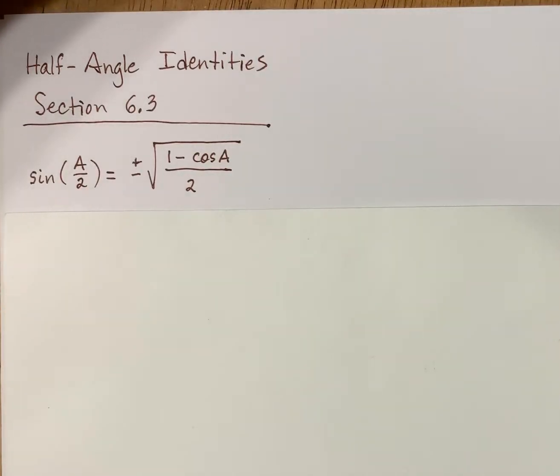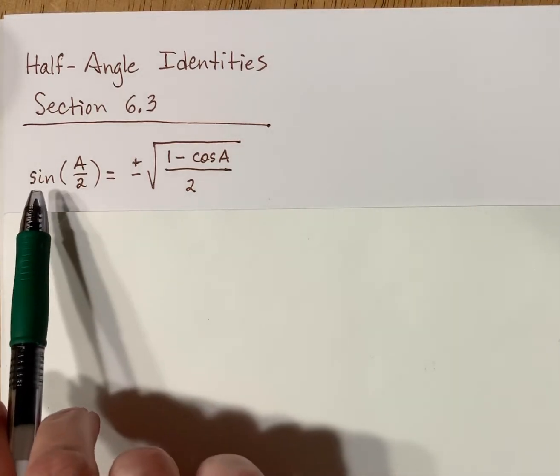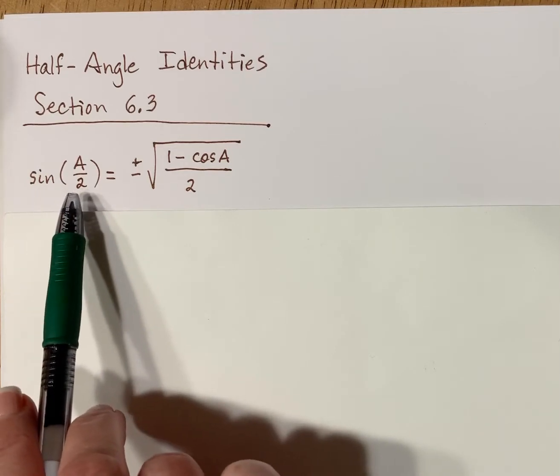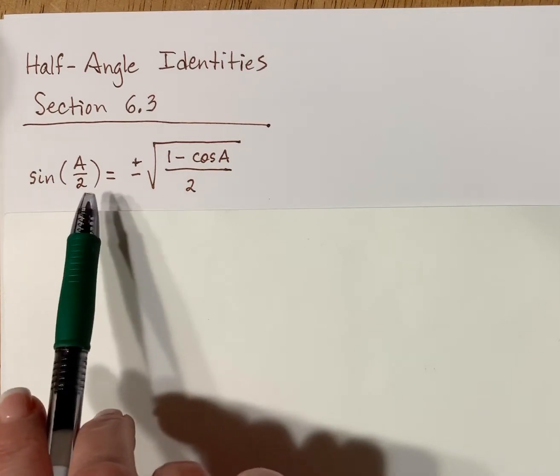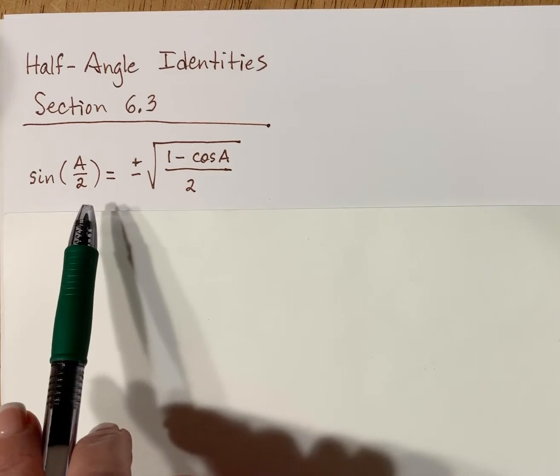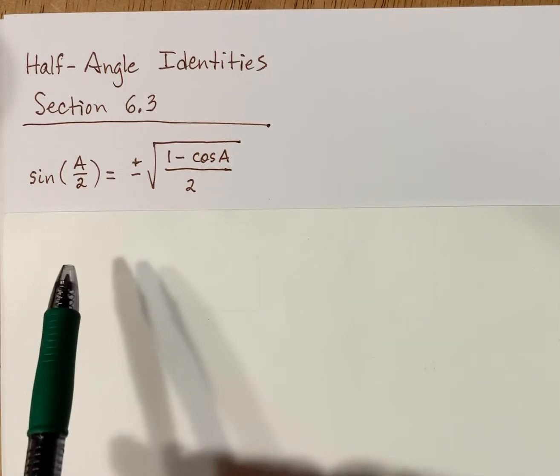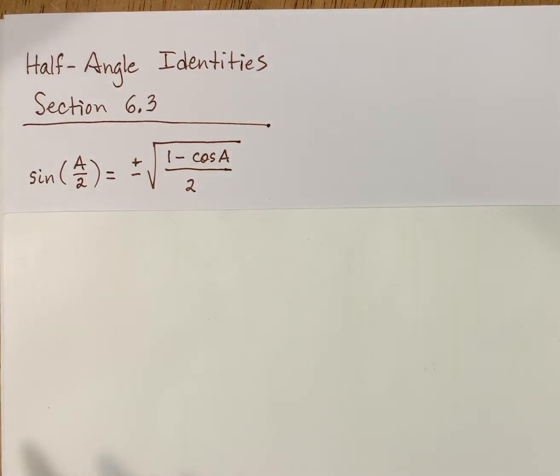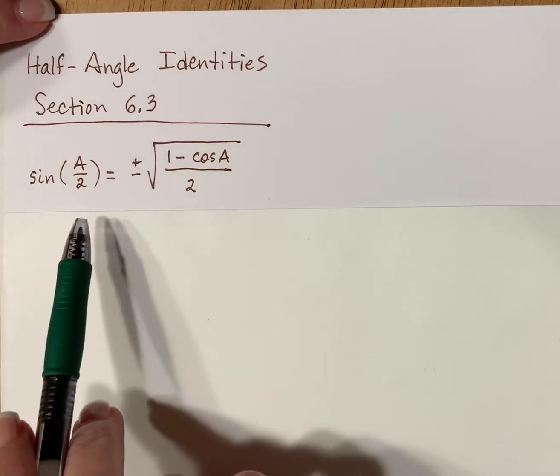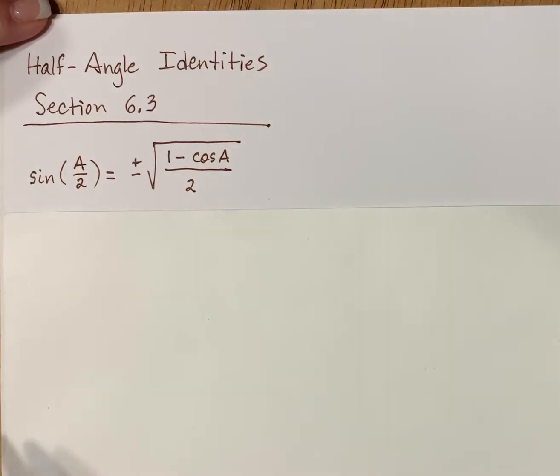This video is about the half-angle identities found in section 6.3. Okay, first of all, here is the sine of half an angle. This comes from the sine of a double angle formula that's just kind of flip-flopped around a little bit. I'm going to skip the proof, so here is just the identity.